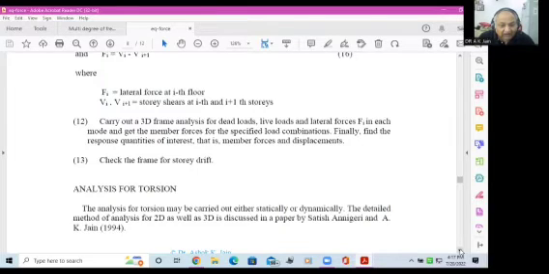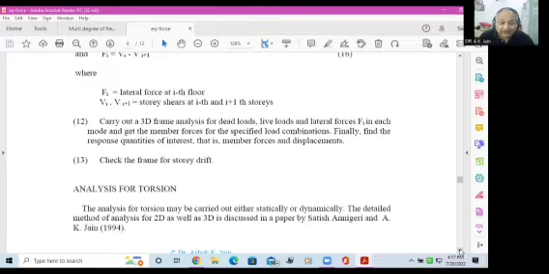Then we can carry out a 3D dynamic frame analysis for the dead loads, live loads, and lateral forces in each mode and get the member forces. And then response quantities are obtained by the mode superposition method.